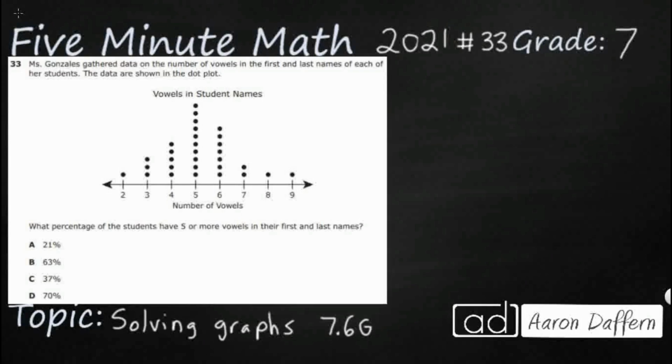Today we are looking at the 7th grade concept of solving graphs. This is standard 7.6G in the great state of Texas, and we are using item number 33 of the 2021 released STAAR test. If you have not done so already, please go ahead and take a moment to pause the video, work this problem out on your own, unpause it, and then we will look at our answers together.